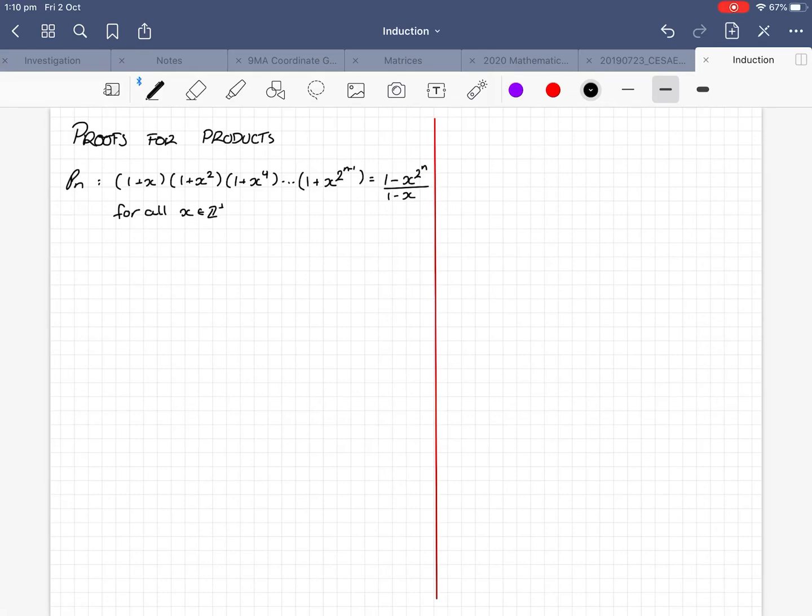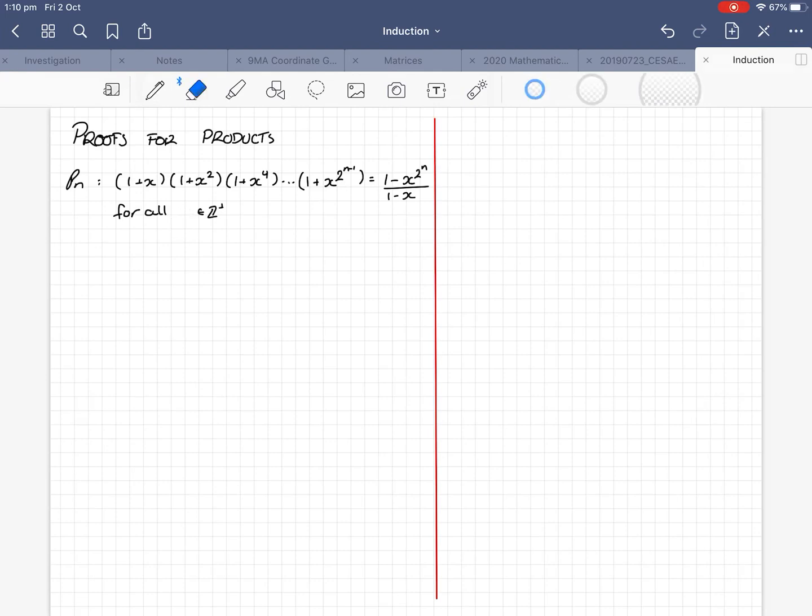In this video, we're going to have a look at how the principle of mathematical induction process works when we're making proofs about product statements. So here we've got a statement, Pn is the product of (1 + x)(1 + x²)(1 + x⁴), all the way up to (1 + x^(2^(n-1))), is equal to a fraction (1 - x^(2^n)) over (1 - x). And we're trying to prove that that is true for all positive integers n.